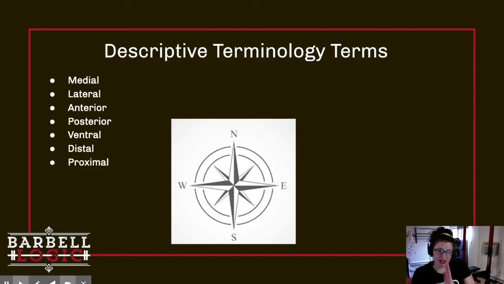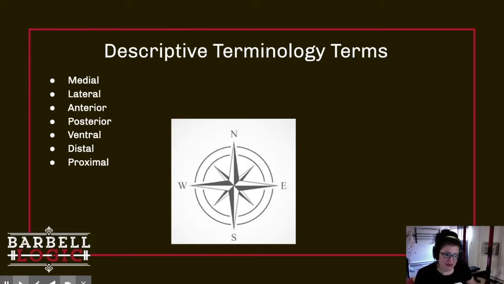Medial refers to a location of a position that's closer toward the midline, while lateral refers to a position that's farther away from the midline. So I can say, as an example, that my ear is lateral to my nose, or that my nose is medial to my ear. Anterior refers to the front of the body or a position that's closer to the front than another. So my sternum is anterior to my heart. Posterior refers to a position in the back of the body or a position towards the back. So my spine is posterior to my heart.